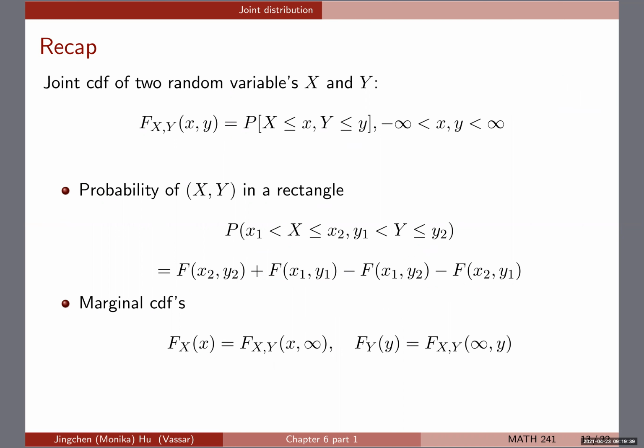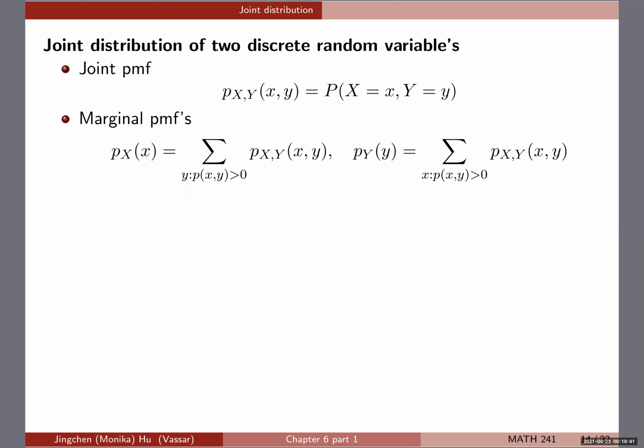And the other things that we have talked about is the joint distribution. The first one we talked about is the joint distribution of two discrete random variables. So we are able to get the joint PMF, defined to be the probability of X equals x and Y equals y. And then for the marginal, as we now know, to get p_X we sum over the joint PMF, summing over all of the possible y values. And similarly, we do that for Y as well.